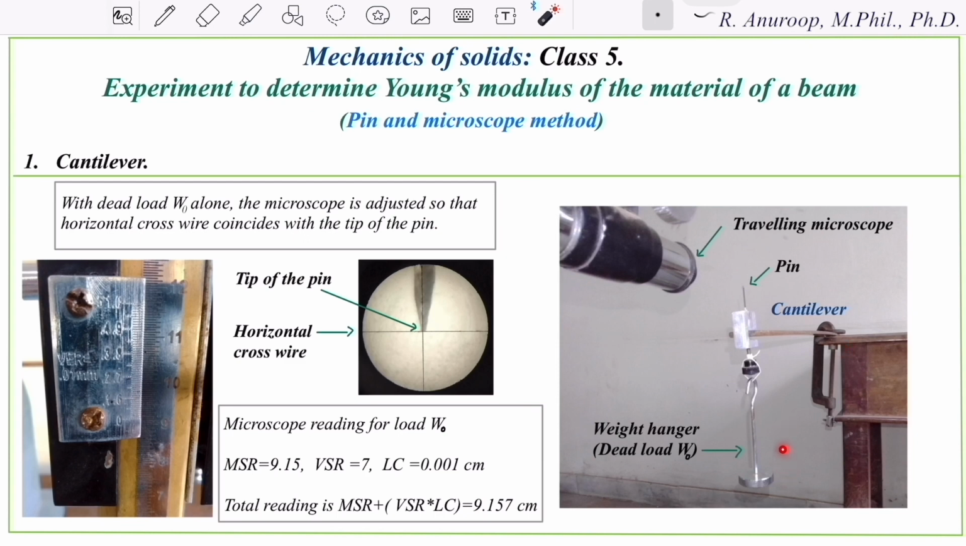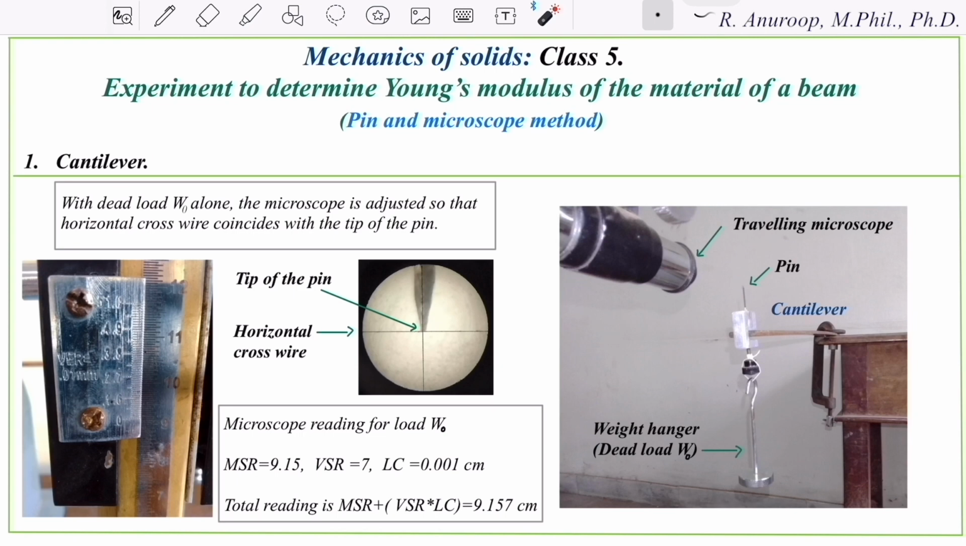Now with weight W0 alone, the microscope is adjusted so that the horizontal crosswire coincides with the tip of the pin. What is the weight of the weight hanger? We will say it is the dead load W0. With this dead load W0 alone, the microscope is adjusted so that the horizontal crosswire of the microscope coincides with the tip of the pin.